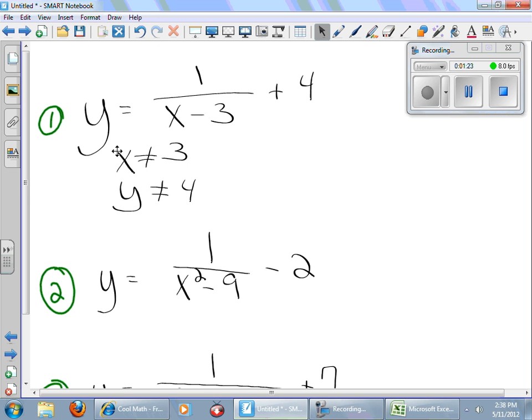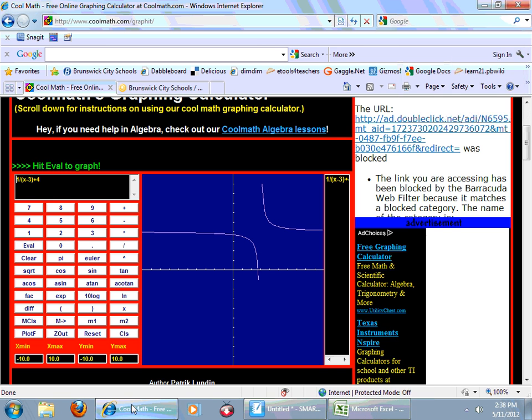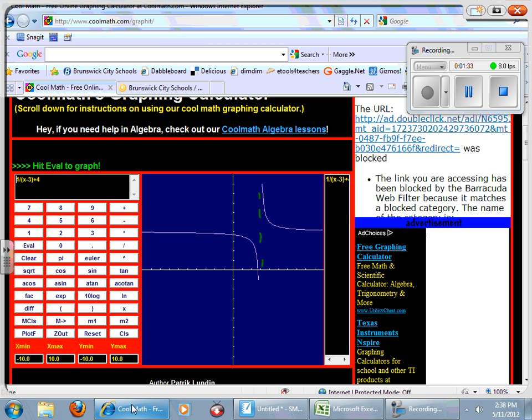All right. Now, just in case you need a picture, I've got it graphed right here. There it is. And you see, sure enough, here is the place where x is 3. And then if you look here, y is 4. And you get these asymptotes going on, right?